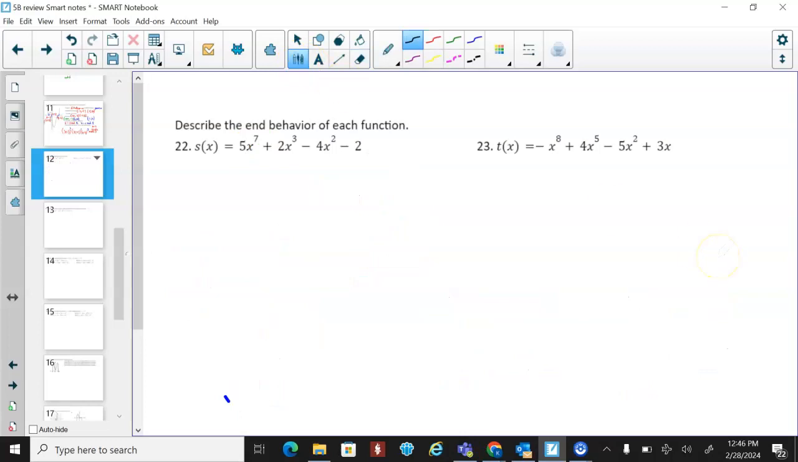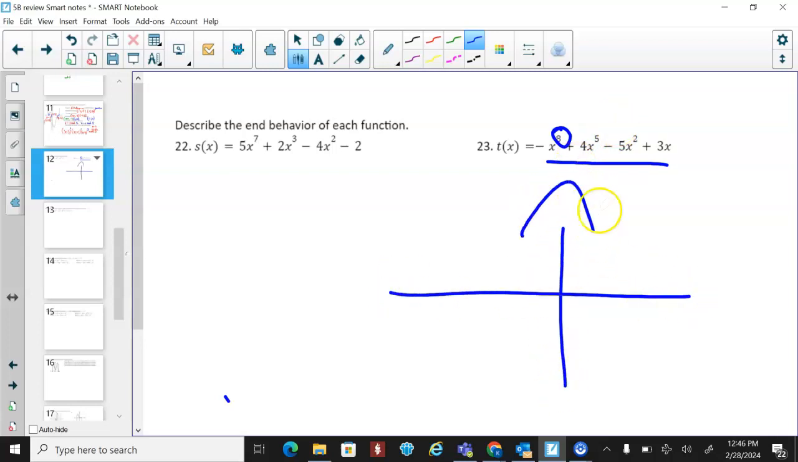Now, if you need to write it down, positive infinity. All right, guys, now question 23. Again, this is t of x. I know that this function is set in standard form, from the highest degree descending to the smallest. I also know that this is an even function with degree 8. So that means both ends are going to travel in the same direction. Now, I also know that my leading coefficient is negative.